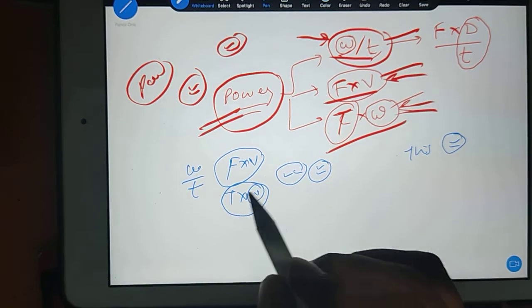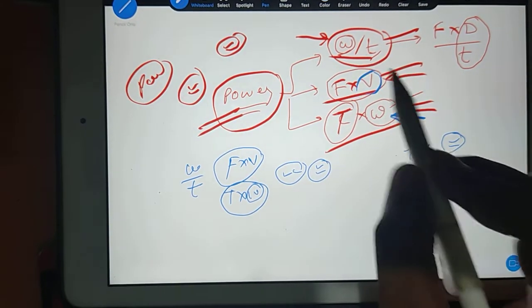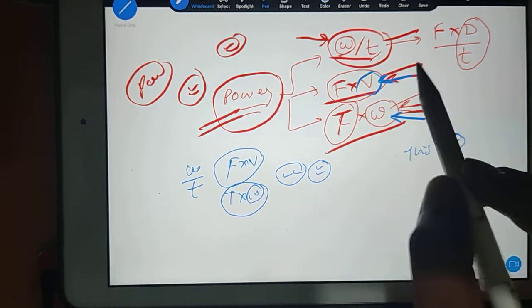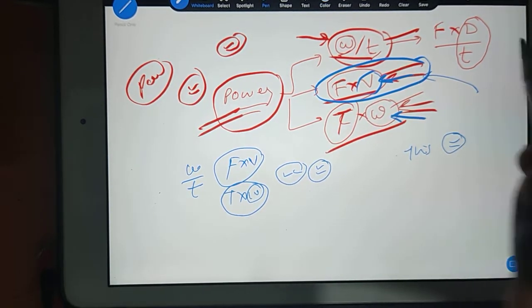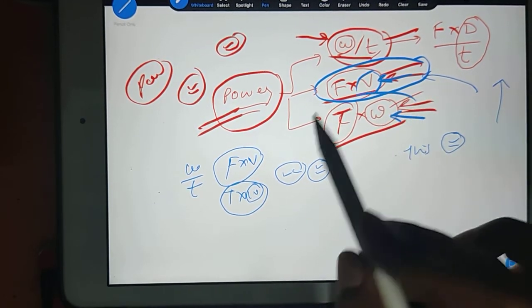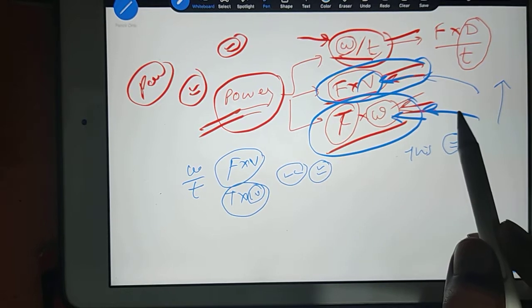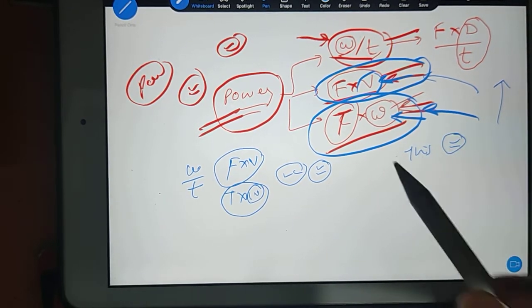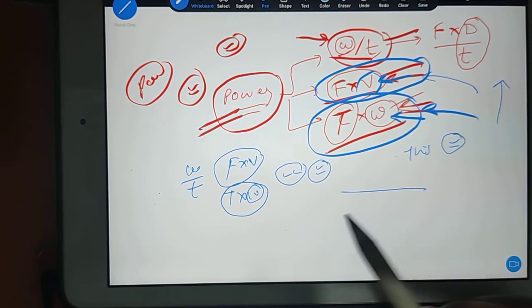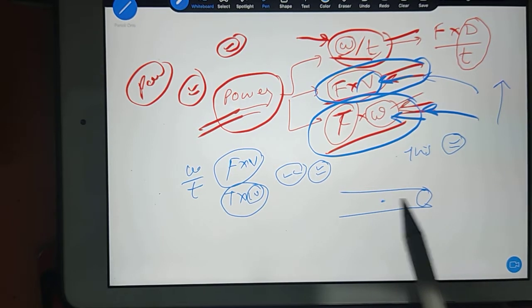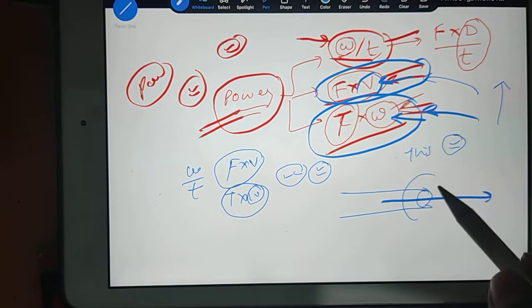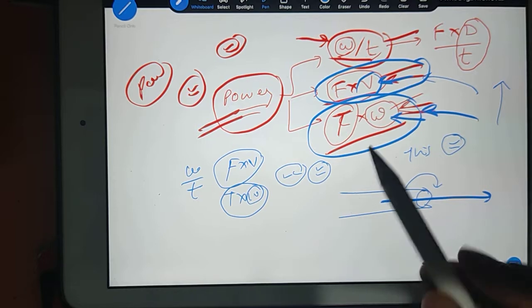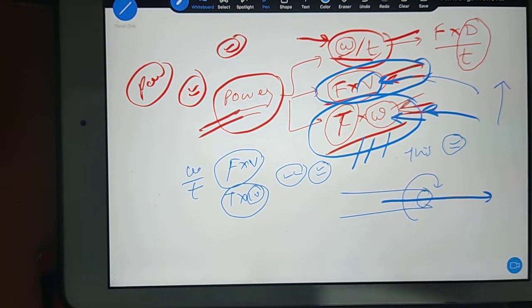So omega means what? Angular velocity. V means what? Linear velocity. See, F into V we use when we have linear motion. Torque into omega we use when we have rotational motion to calculate the power. Right now we are doing torsion. So in torsion, your shaft will not go like this, your shaft will go like this. So torsion is there. That's why T into omega we should use very frequently.